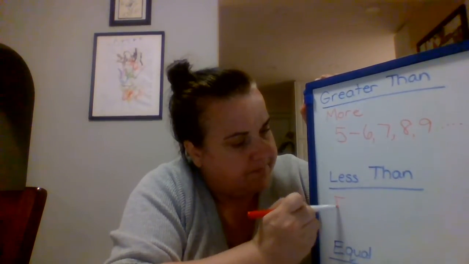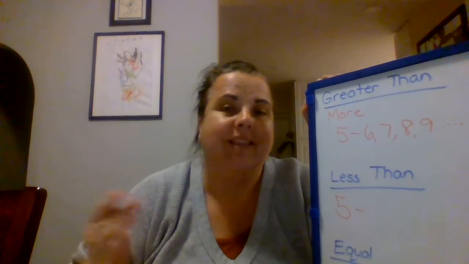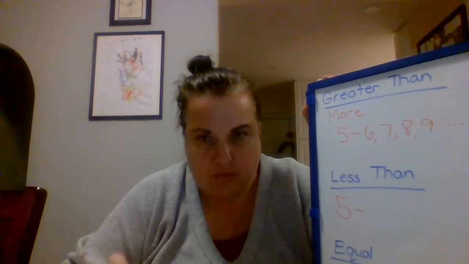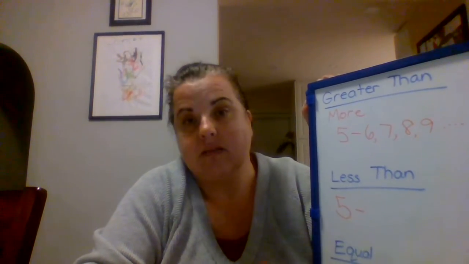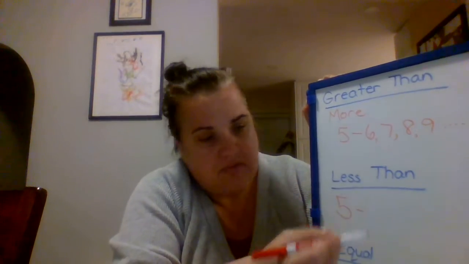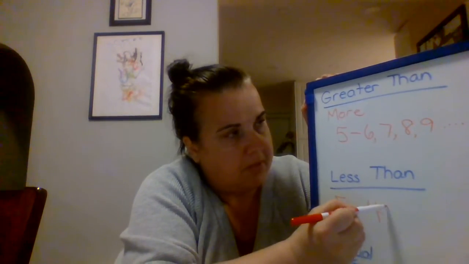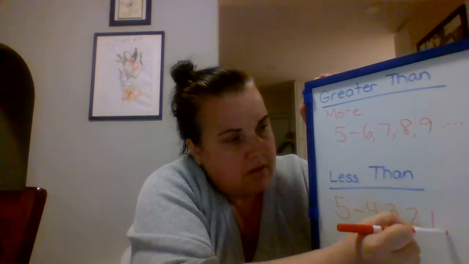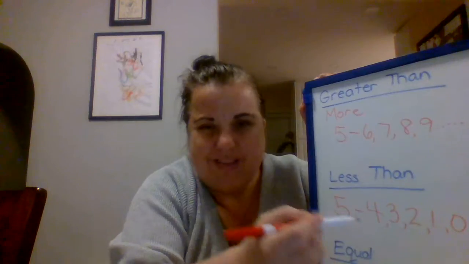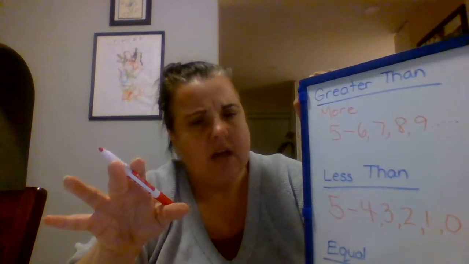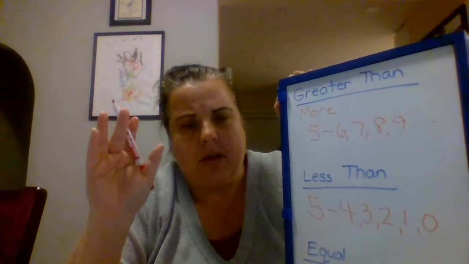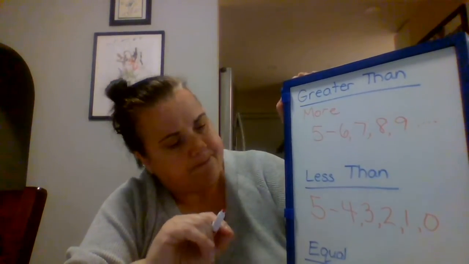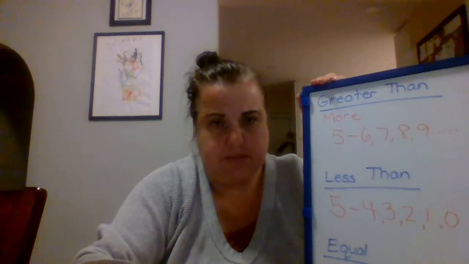Now, less than is just the exact opposite. So let's do 5 again. What are some numbers that are less than 5? Now, this is a little bit more of a definite group because it does end once it hits 0. So less than 5 could be 4, could be 3, could be 2, could be 1, could be nothing, and then it pretty much ends. I know we've kind of discussed negative numbers, but you really don't need to know about negative numbers in grade 1, so don't worry about those. Don't go there.